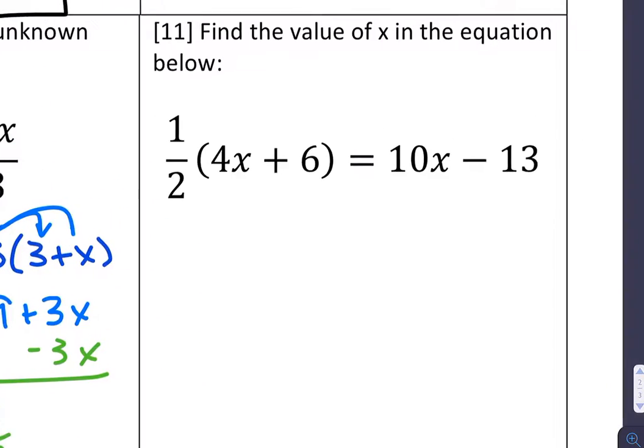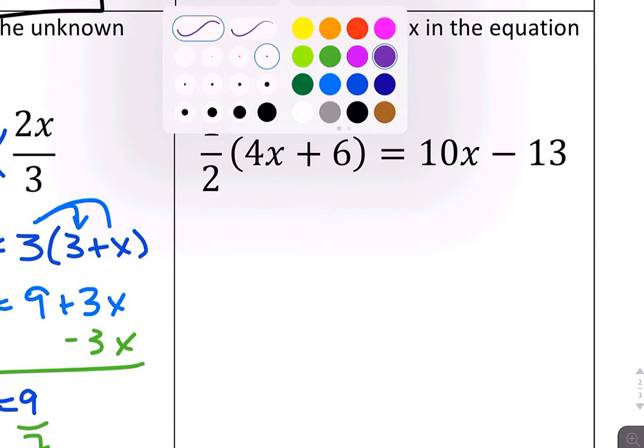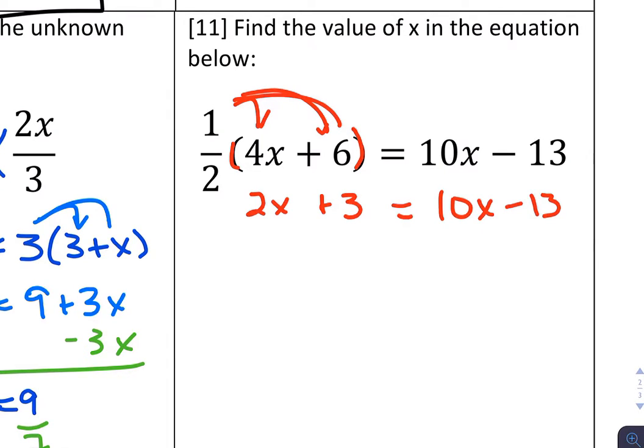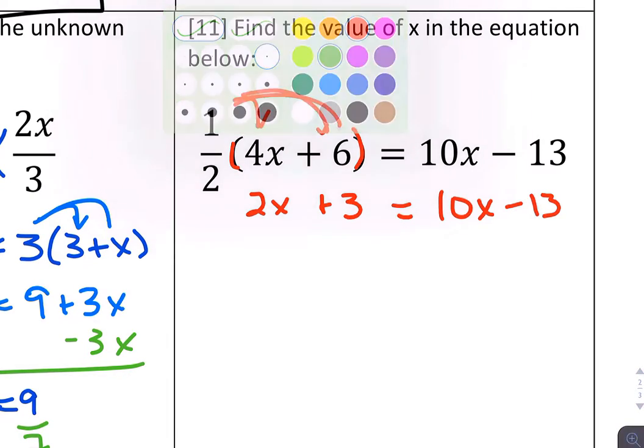Finally, in number 11, looks like this problem is straight out of an Algebra 1 textbook because it is. So we have to solve for x. Again, we have a distribution problem right off the bat. So you may get a little nervous because you have a fraction, but the fractions are something we're going to have to deal with. So if we take this 1/2 multiplied by 4x, that's literally taking half of 4x's, which will leave us with 2x's. And then if we take half of 6, we're just left with 3. The 10x minus 13 on the right will carry, and now we can start our algebraic steps.